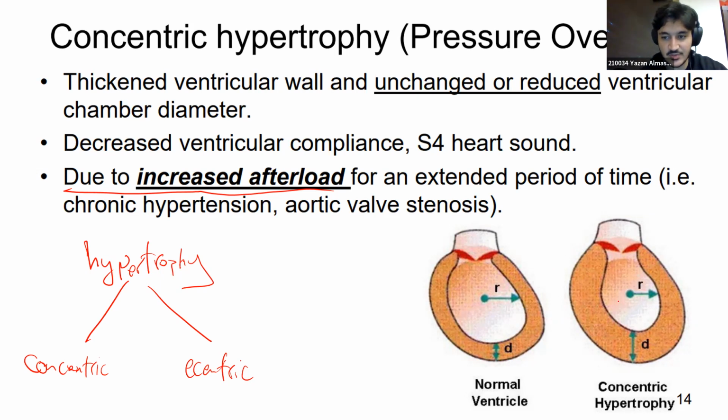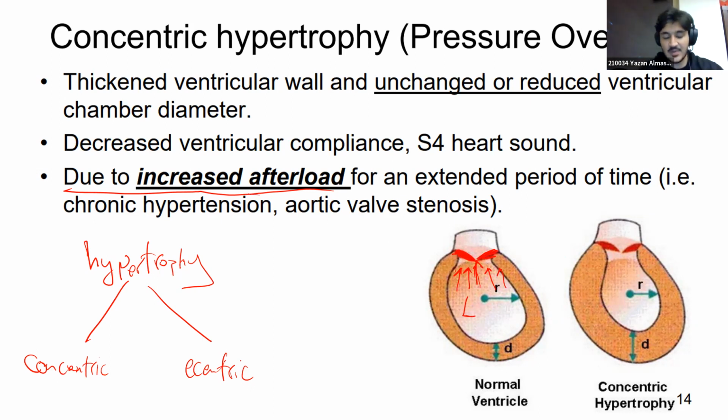Let's say this is the left ventricle, and this is the aortic valve. If the aortic valve is stiffened, or in other words, stenosed, what's going to happen is that we're going to need too much force to push against it. The fact that we need too much force is called increased afterload.